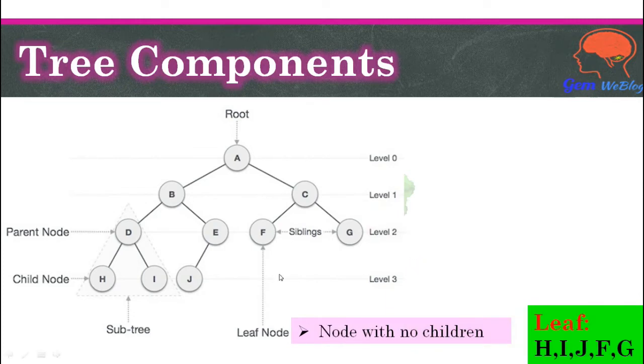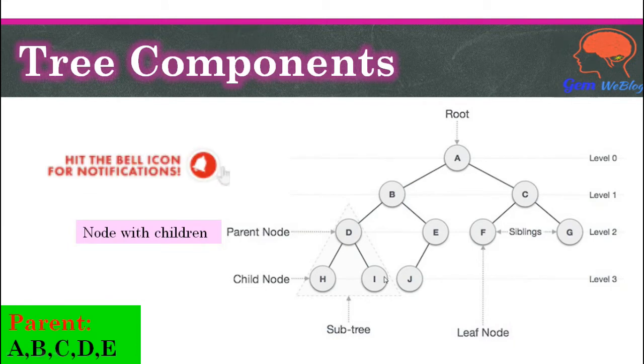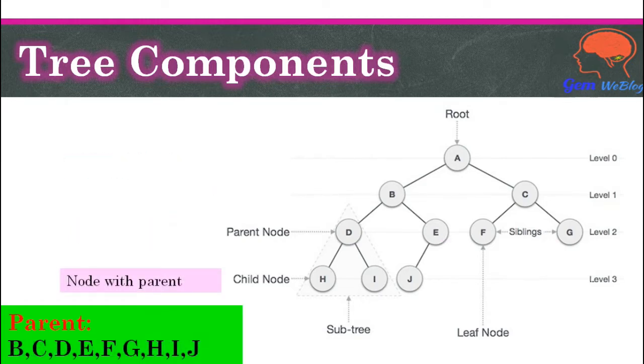Now, what is meant by leaf node? The node which has no children. That means H, I, J, F, G are leaf nodes. Next, what is meant by parent node? The node which has children. A, B, C, D, E are parent nodes since they have child nodes. Next, what is meant by child node? The node which has a parent node. It means B, C, D, E, F, G, H, I, J, since these nodes contain a parent.